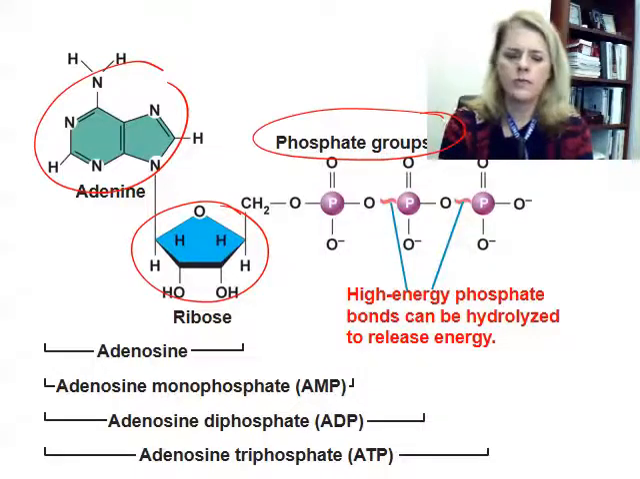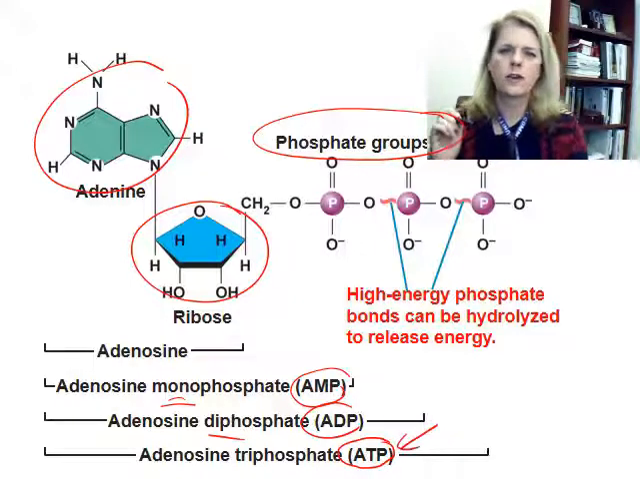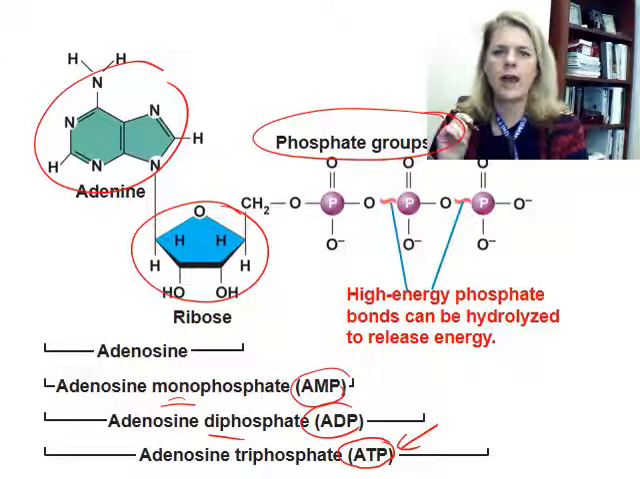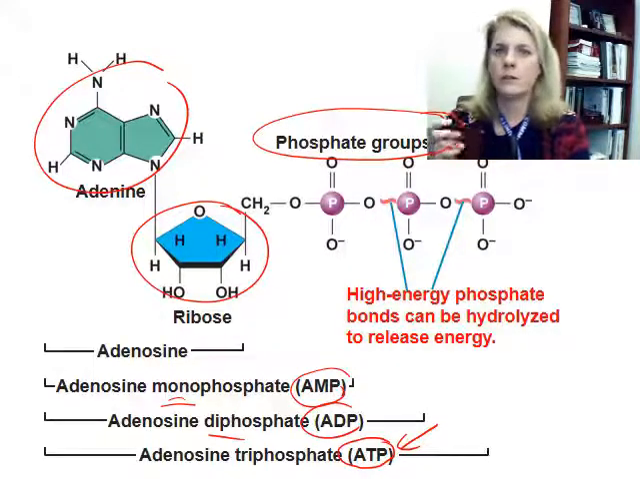If it has one phosphate group, we call it AMP, mono. If it has two phosphates, ADP, diphosphate. If it has three, adenosine triphosphate. And ATP, this is what we're trying to get. We want ATP. This is how we actually store energy that we can use for things like muscle contraction.